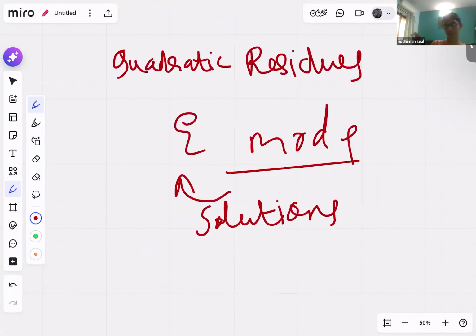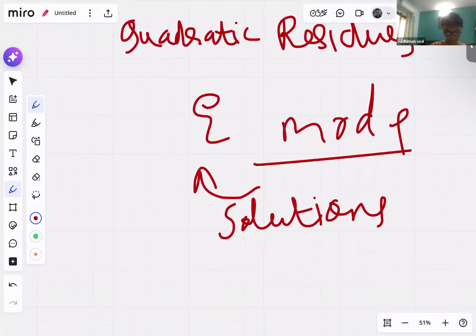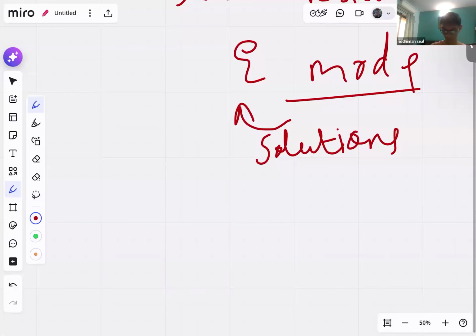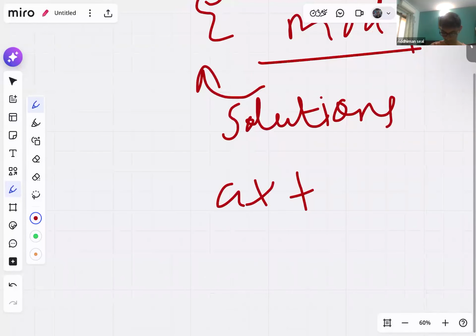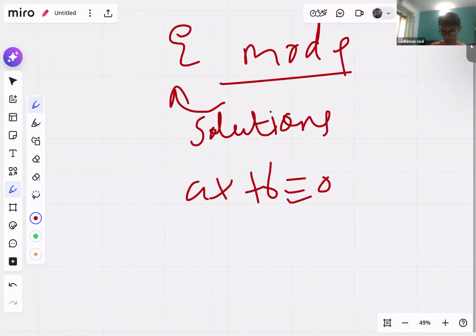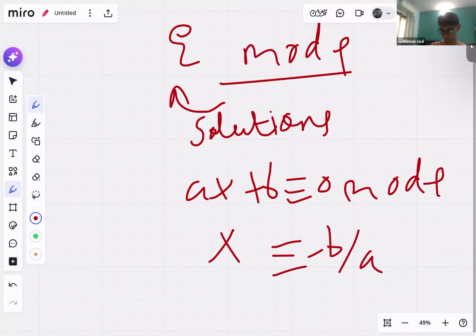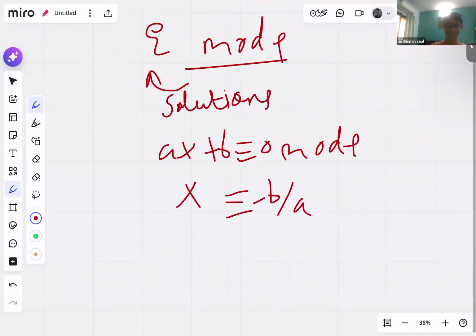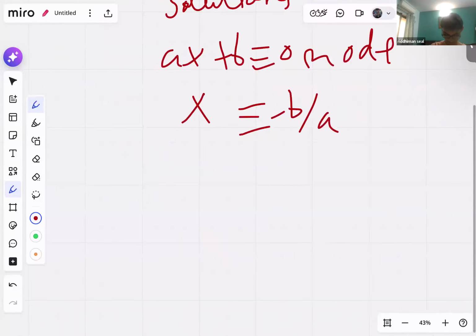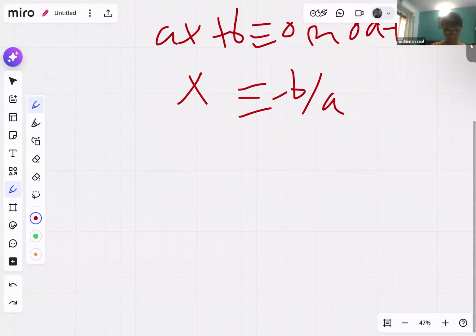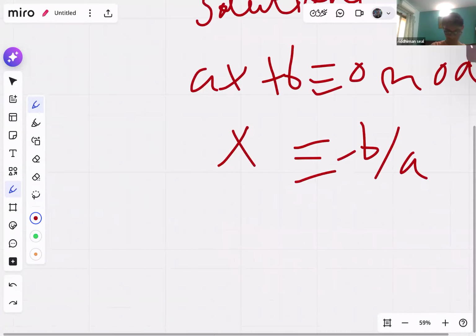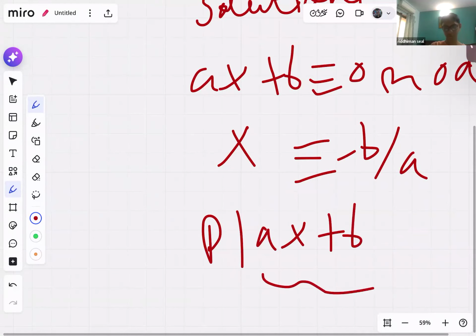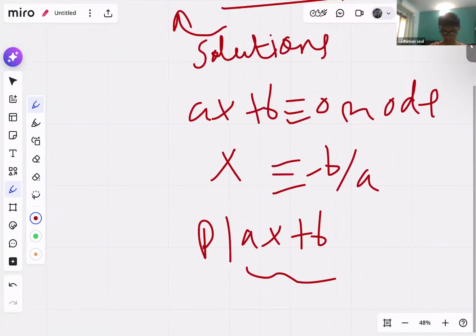Till now, what we can do is solve linear equations mod p. So if we have ax plus b is congruent to 0 mod p, then you know that x is minus b by a. This is not really useful because you can also solve this without mod p. But what is more useful is when we have divisibility conditions. So maybe if p divides ax plus b, then what do you do over reals? You don't do anything over reals. You have to work mod p.